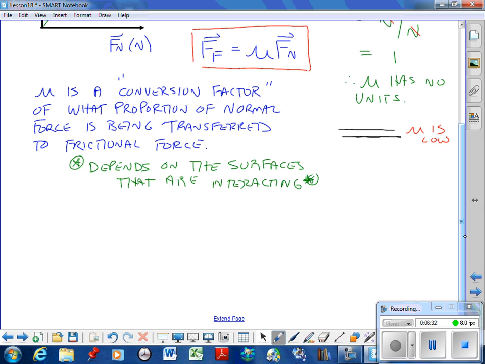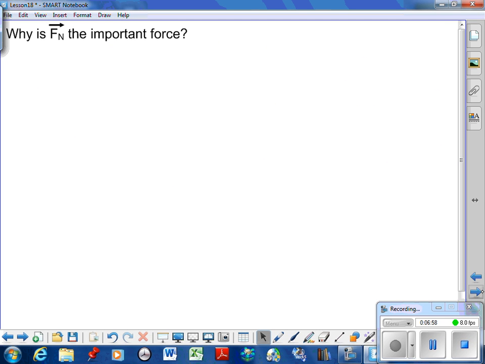If the surfaces look like this, a little bit more jagged, so we're looking at the microscopic level, remember? So that surface is a little bit rougher, then it'll be high, because it takes more work for us to pull two surfaces that look like that. So there's a higher conversion of frictional force. So this comes back to that whole formula. Why is normal force so important?